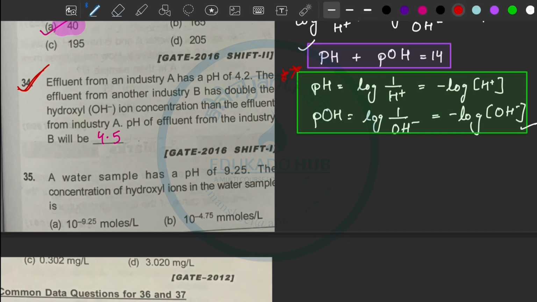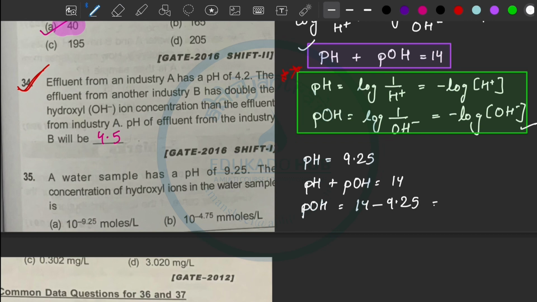So, let's try question 35. We have been given the pH of the sample. The pH of the sample is 9.25, and we know pH plus pOH is 14. So pOH is 14 minus 9.25, which becomes 4.75.